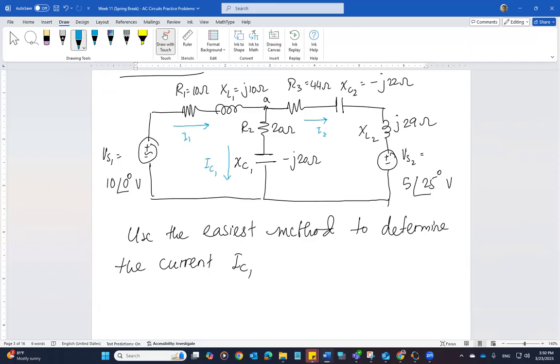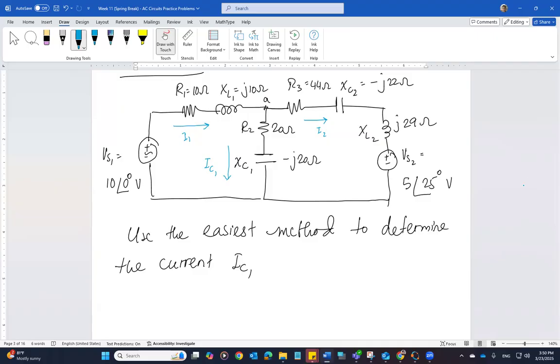and at node A, you have three currents. I1 is going towards node A, IC1 and I2 going away from node A. And you can take different directions. You can take the I2 direction opposite, then I1 and I2 will be going towards node A. It doesn't really matter. The point is that KCL and nodal analysis is the easiest method to solve this problem. Once you know the node voltage A, then of course you can simply apply Ohm's law to calculate IC. And I'm going to take that route.